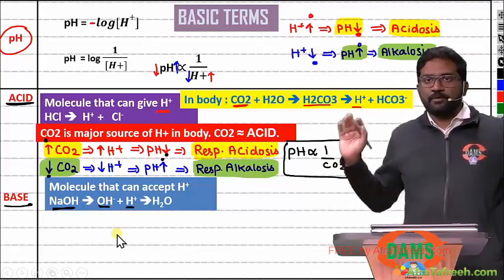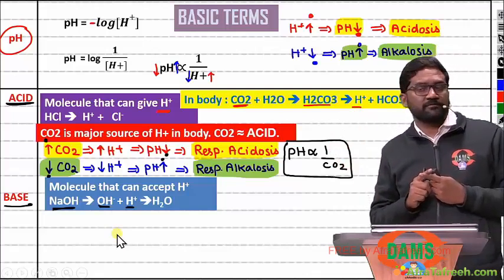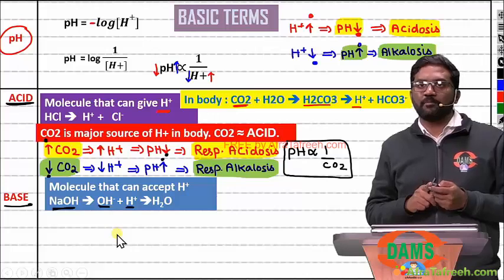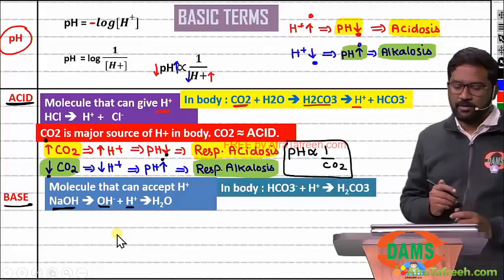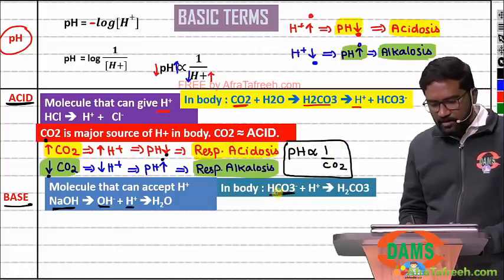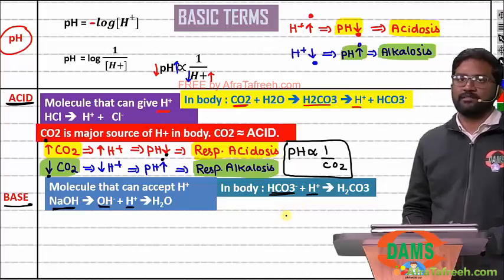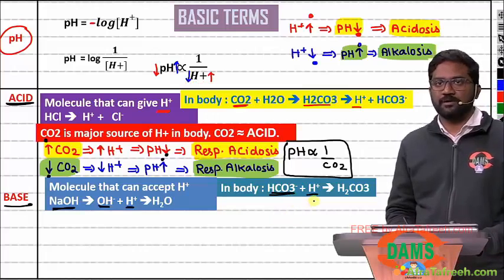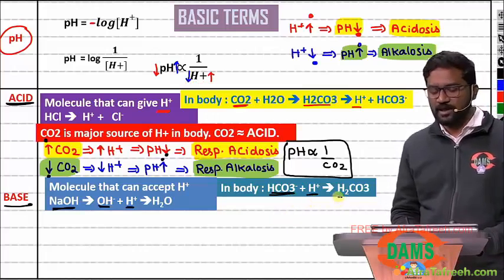But in my body, the abundant base is not OH minus, it is bicarbonate. In my body, the abundant base is bicarbonate. Bicarbonate actively takes up H plus and it is accepting, so it is base. Now you should get it. Here bicarbonate is binding with H plus. Ultimately an acid is formed.